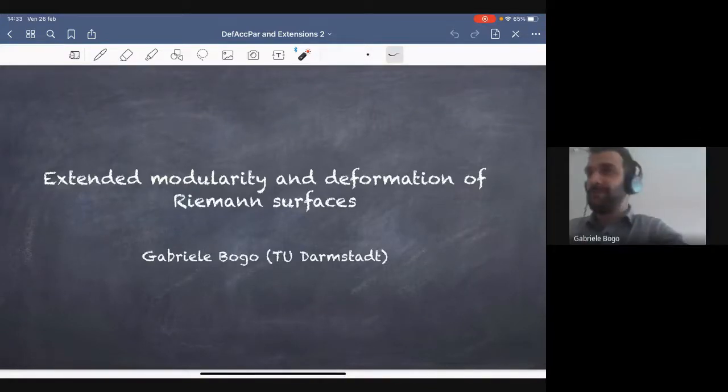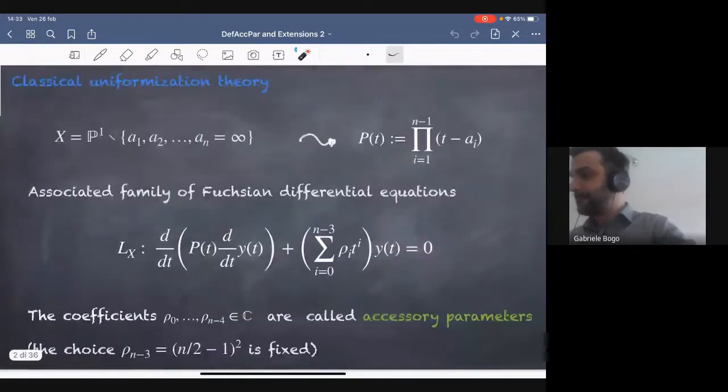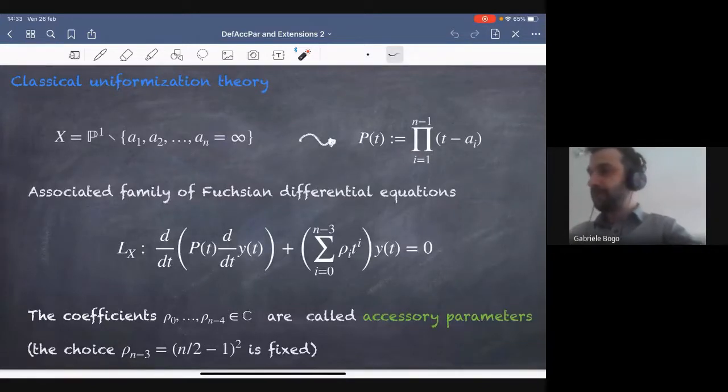Okay, thank you very much for the introduction and for having invited me to speak in this nice seminar. So I will speak about some functions on the upper plane that appear after perturbing a very classical differential equation related to the uniformization of Riemann surfaces. So let's first start with the classical theory of uniformization of zero-genus punctured spheres.